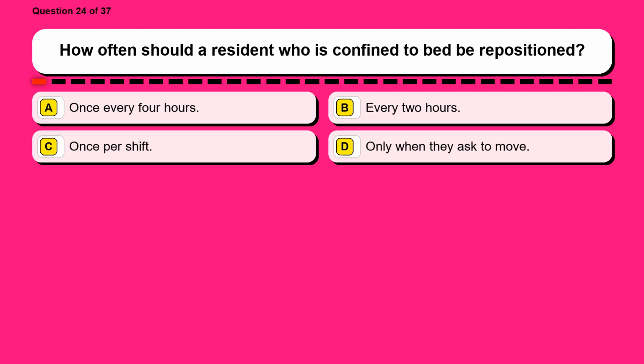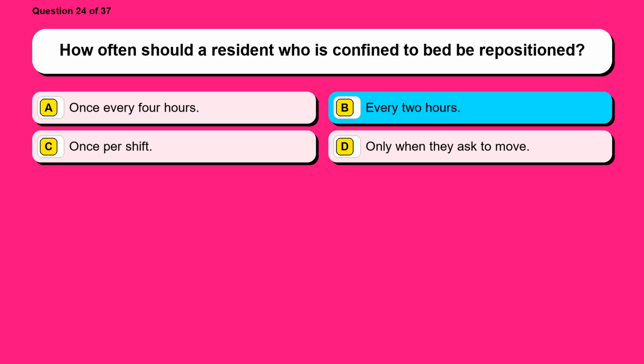Question 24. How often should a resident who is confined to bed be repositioned? Option A, once every 4 hours. Option B, every 2 hours. Option C, once per shift. Option D, only when they ask to move.